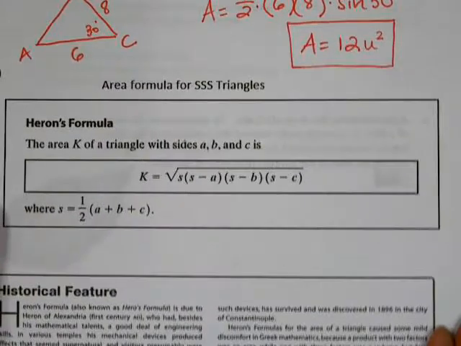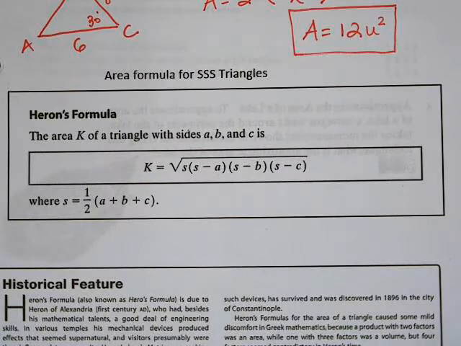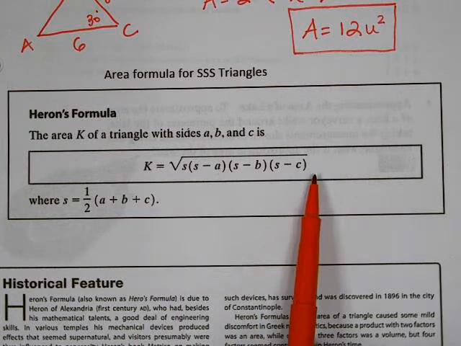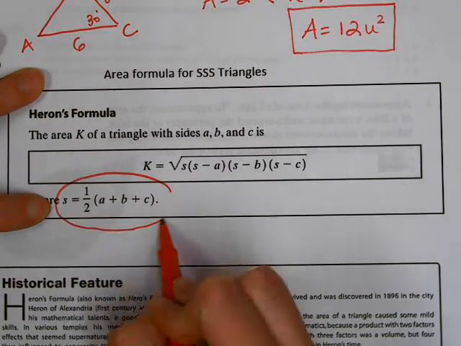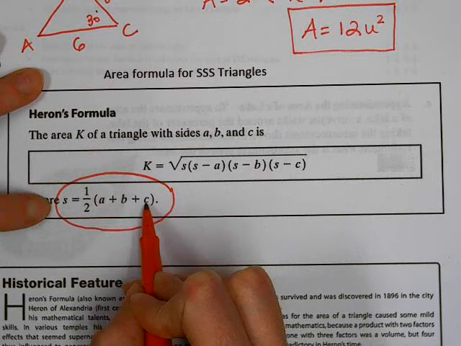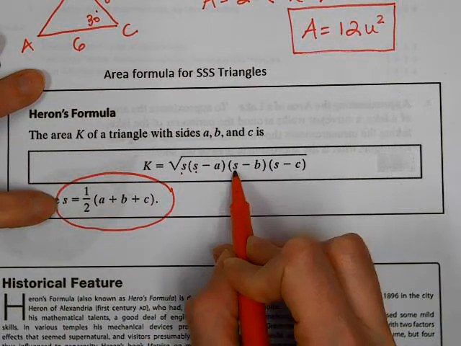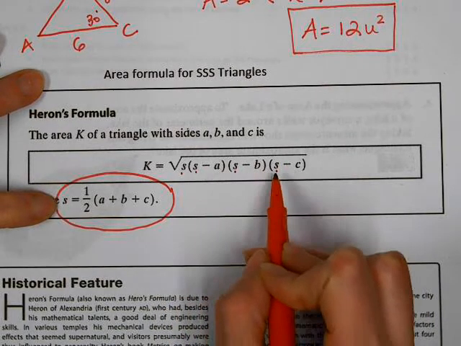Now, what if you have all three sides of the triangle? How do you find the area? For this one, we have to use Heron's formula. If you're given the three sides A, B, and C, here is Heron's formula to find the area of that triangle, where S is called the semi-perimeter. You add all the sides and divide by 2, and that's going to be the S in the formula. So it's the square root of S times S minus A, S minus B, S minus C.